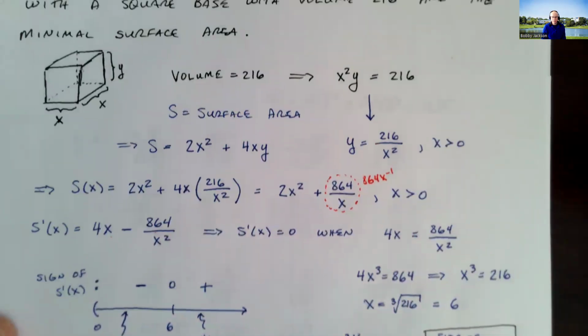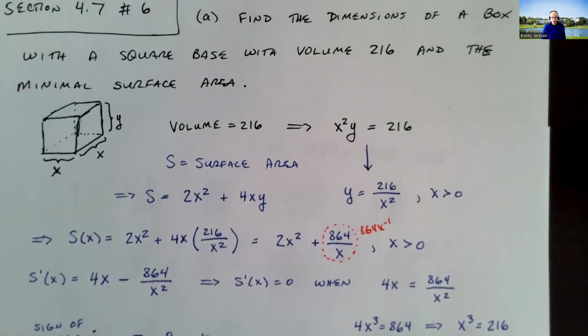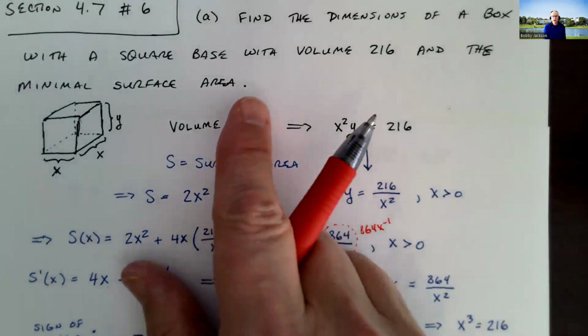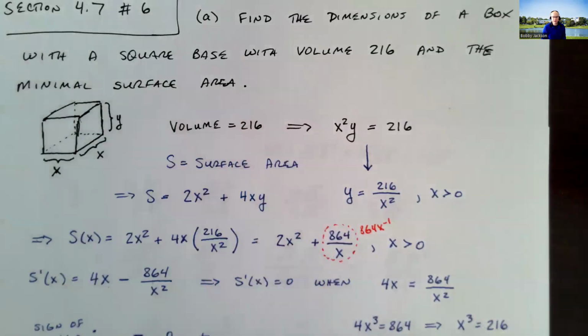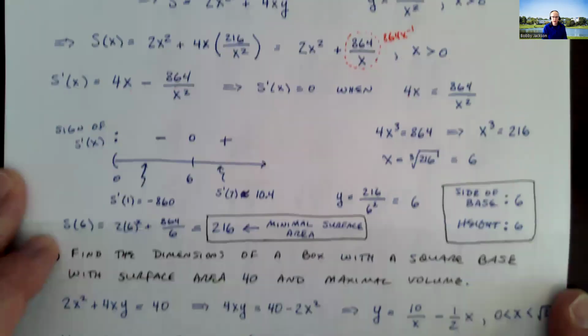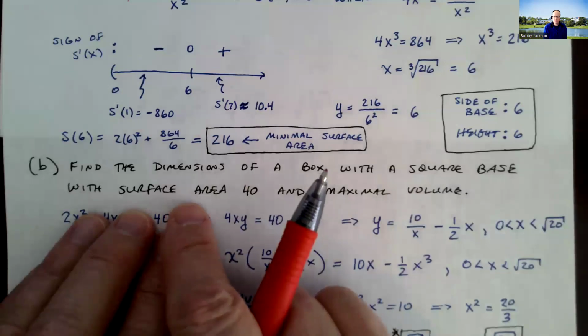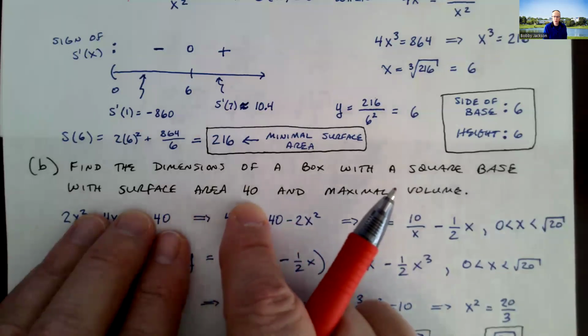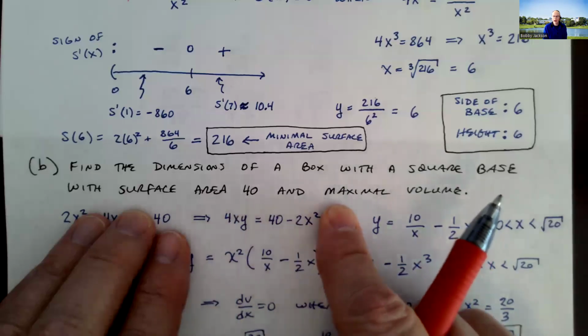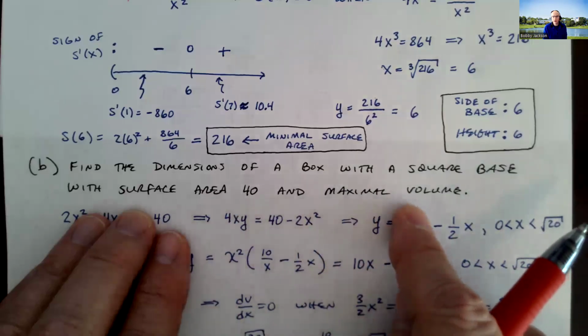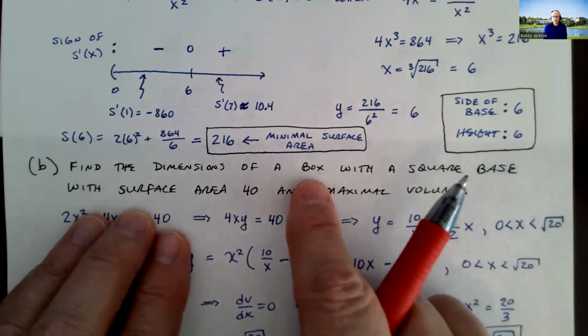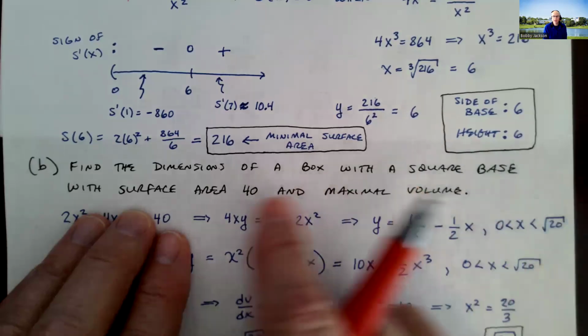So that was part 1, and they're going to change things around a little bit. Here we were given information about the volume and asked to minimize surface area. In part B, we're given the information about the surface area. Total surface area is 40 here, and we're going to maximize the volume. Okay, so it's basically still a box that has a square base.